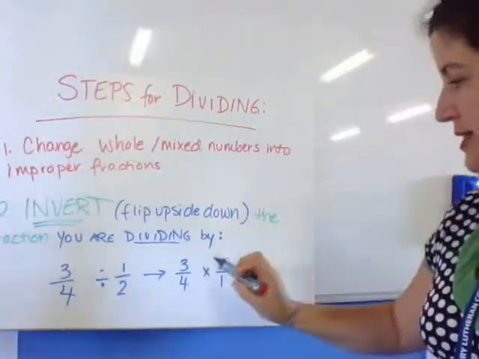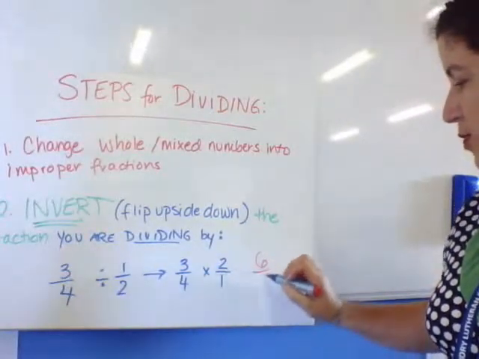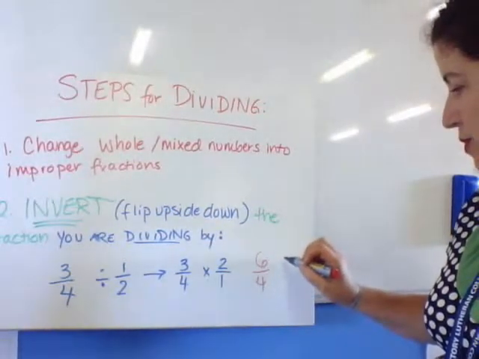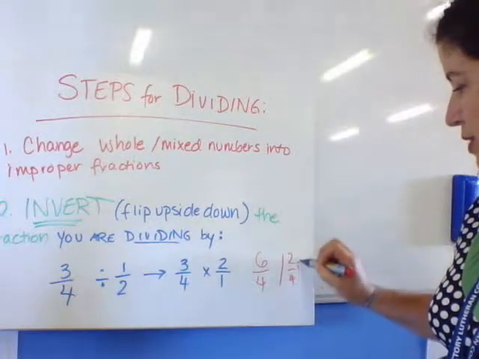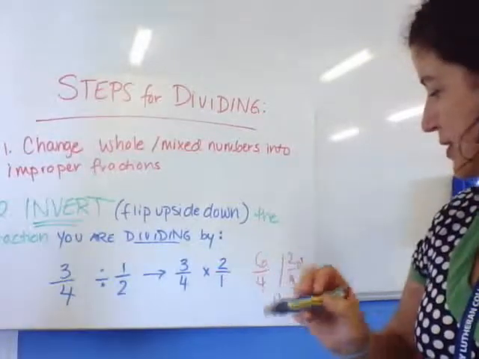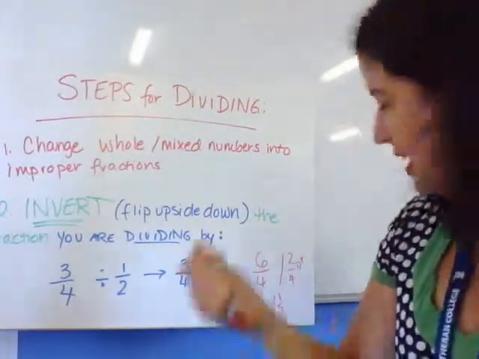Then you have 3/4 times 2/1. Okay, so let's work that one out. 3 times 2 is 6. 4 times 1 is 4. So you have 6/4, which you can make as 1 2/4, or 1 1/2. So 3/4 divided by 1/2 is 1 1/2.